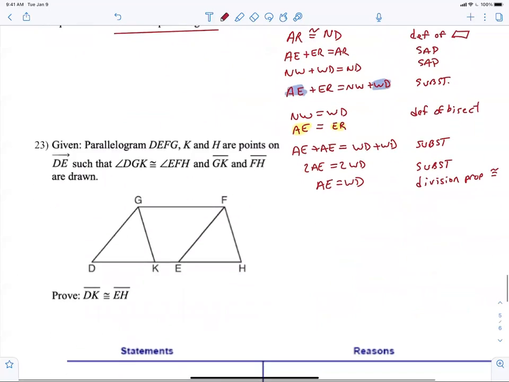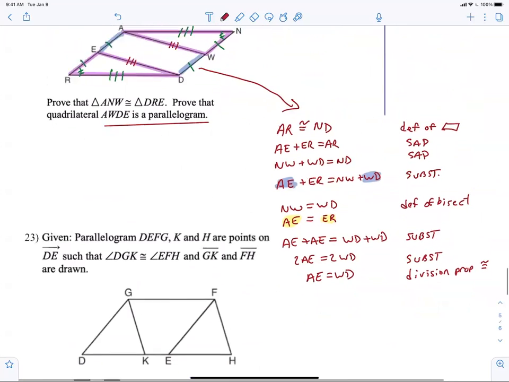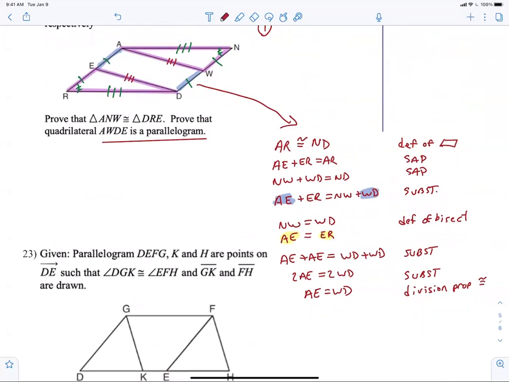We have to do all that then to prove they are congruent. Say that again. Oh, that's a good point. Yeah, we have to show that NW is equal to ER.